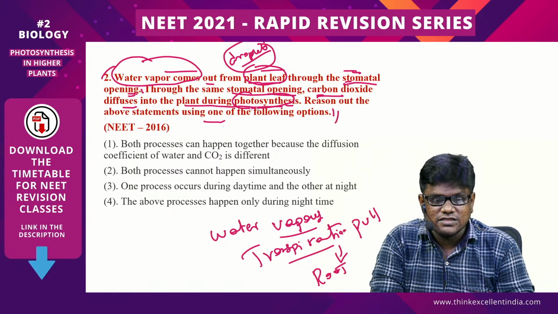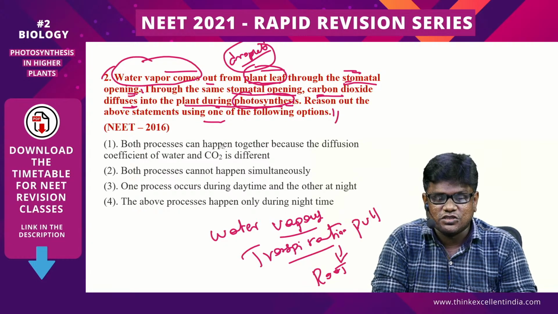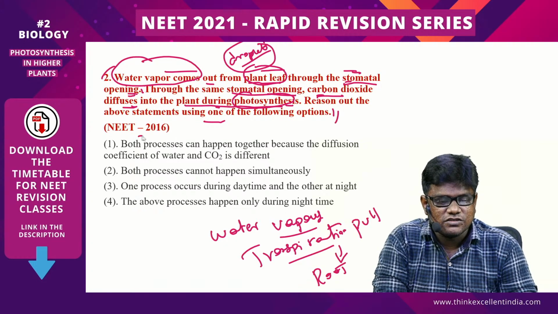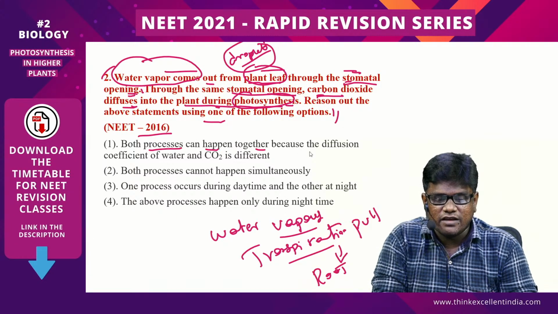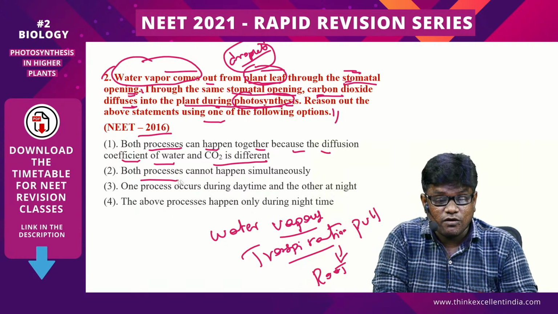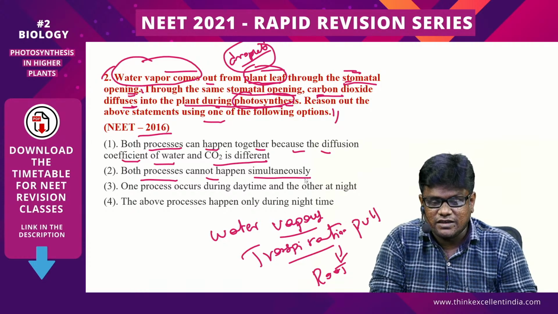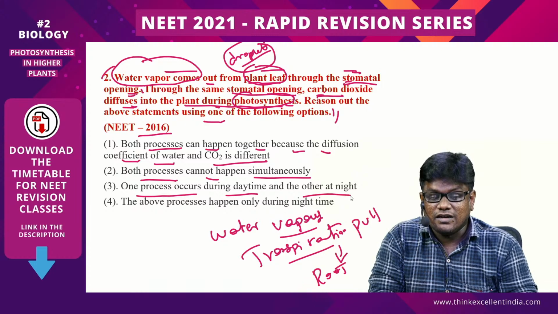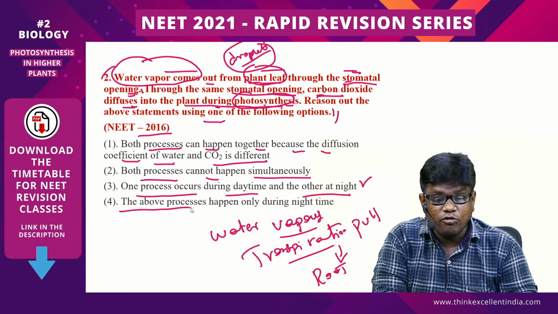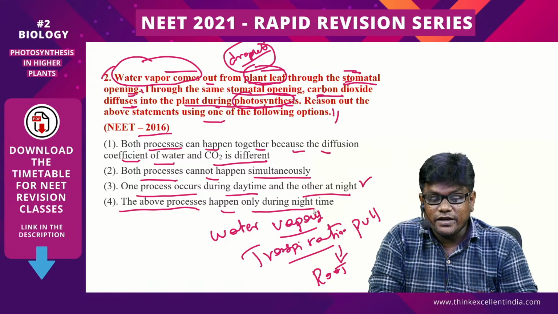And here is the question which was asked in 2016 NEET. Both processes can happen together because the diffusion coefficient of water and CO2 is different. And next, both processes cannot happen simultaneously. And one process occurs during the daytime and the other at night. Here you have to be very clear with all the information. The above processes happen only during night time.